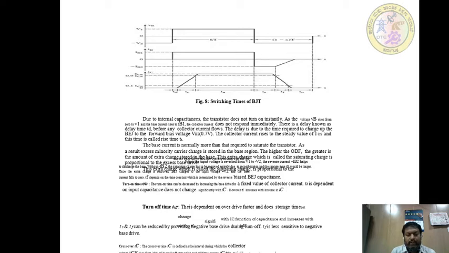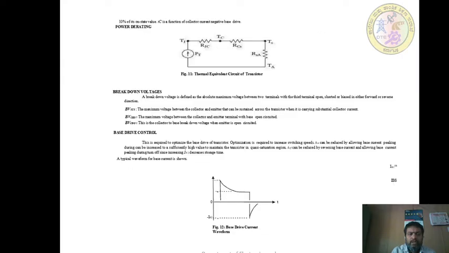What do you mean by crossover time? The crossover time is defined as the interval during which the collector voltage VC rises from 10% of its peak off-state value and the collector current falls to 10% of its on-state value, resulting as a function of collector current and negative base drive.